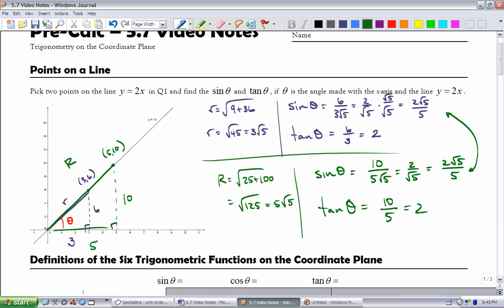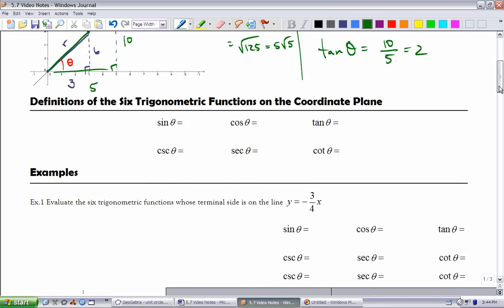Okay, this drives home a point that's real key to this section, which is it doesn't matter where you pick a point on this line, the triangle that you create is going to be similar to other triangles that would be constructed if you picked any other point on that line. So it doesn't matter what point you pick, the trig ratios will be the same, the ratios of the sides, because the triangles are similar.